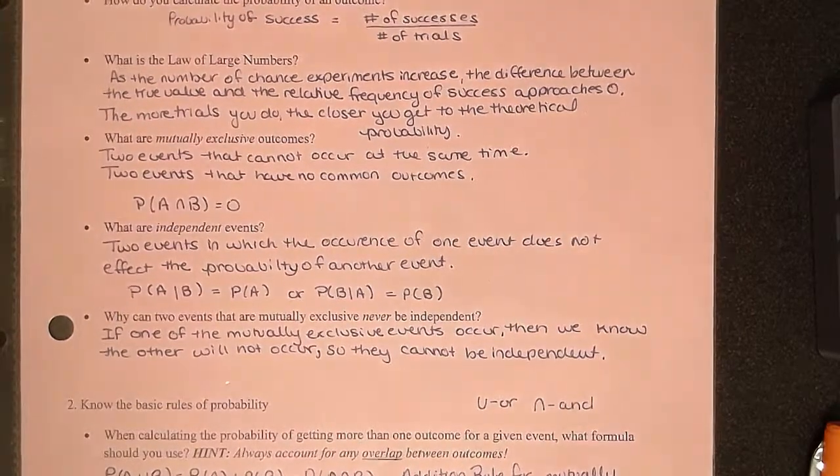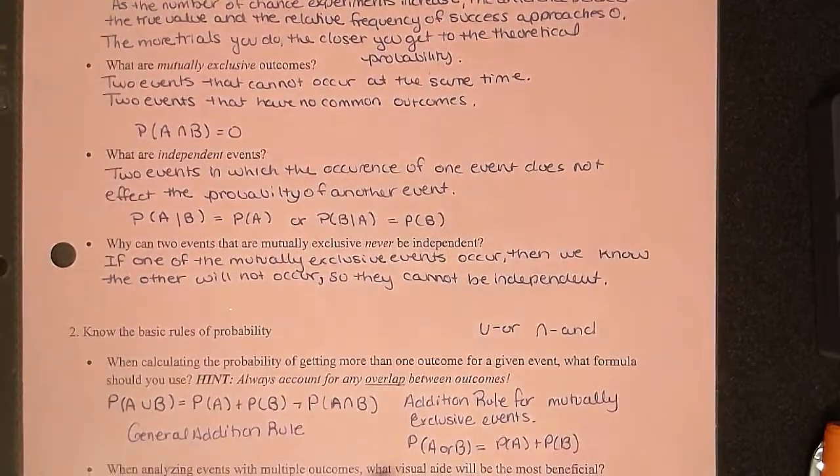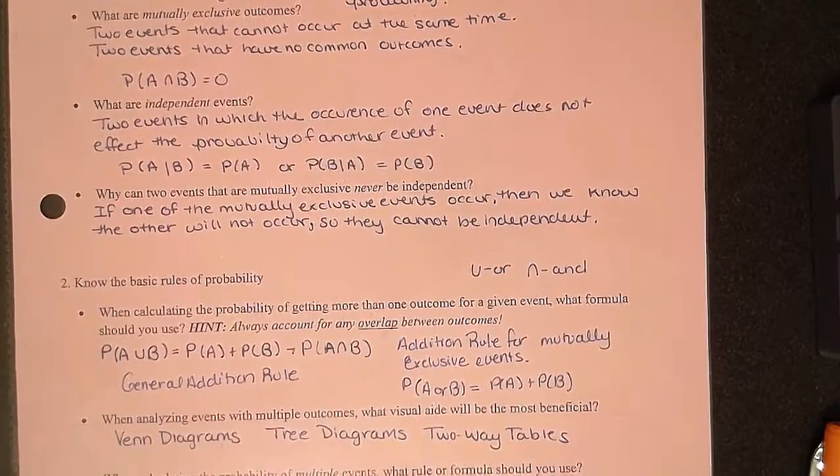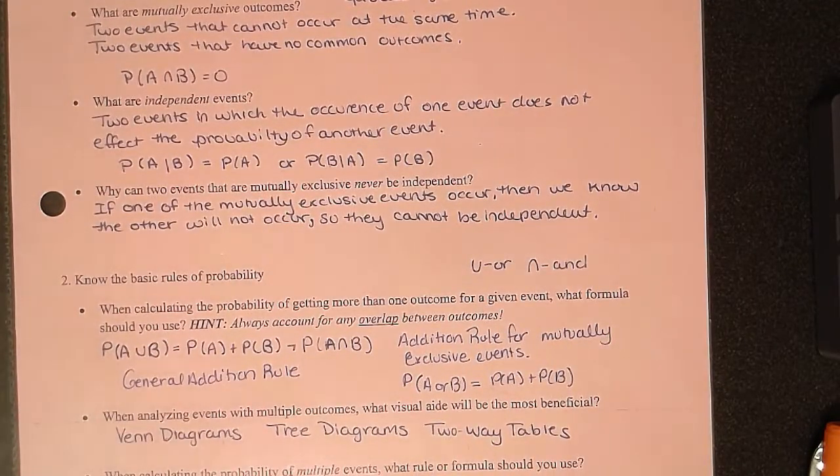Independent events are events in which the likelihood of something happening is not affected by the likelihood of something else happening. So flipping a coin and getting a tails and rolling a die and getting a 6, those are independent events because they don't affect the probability of the other one. Okay?